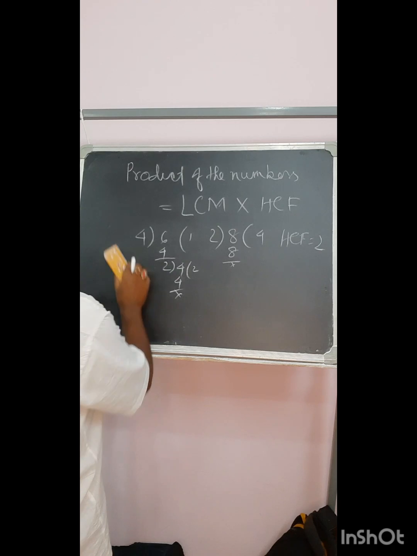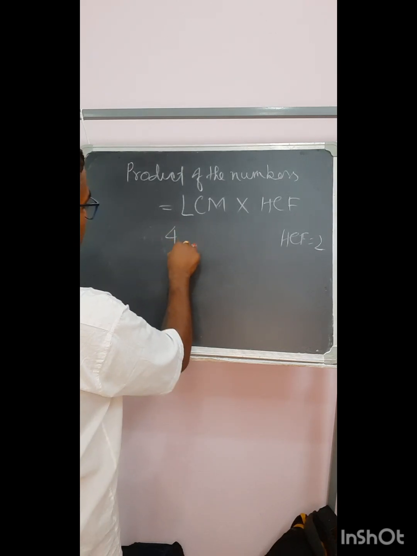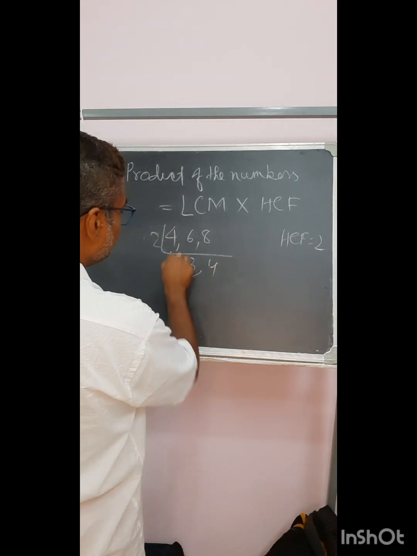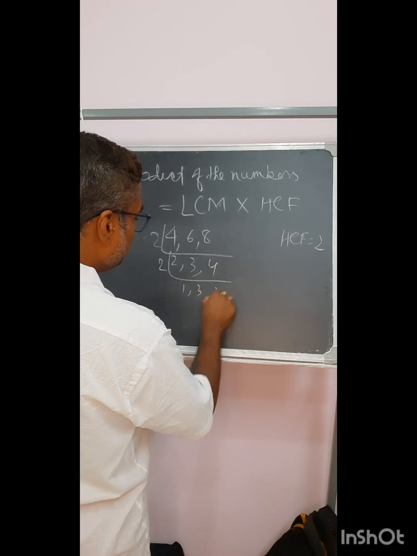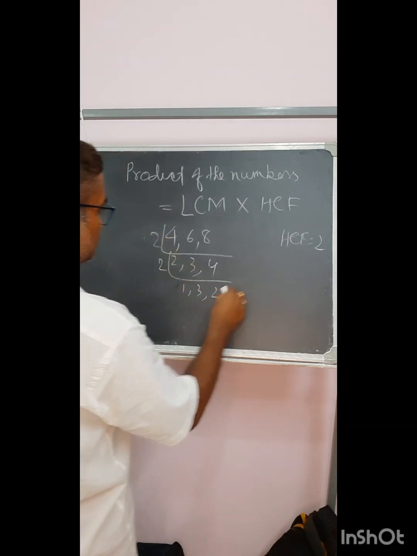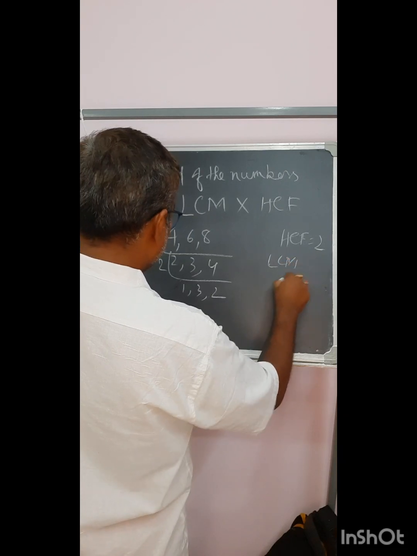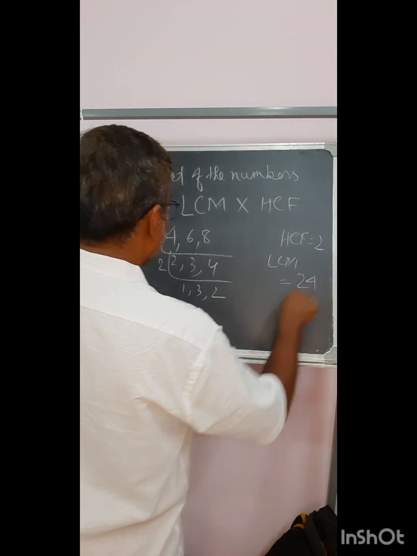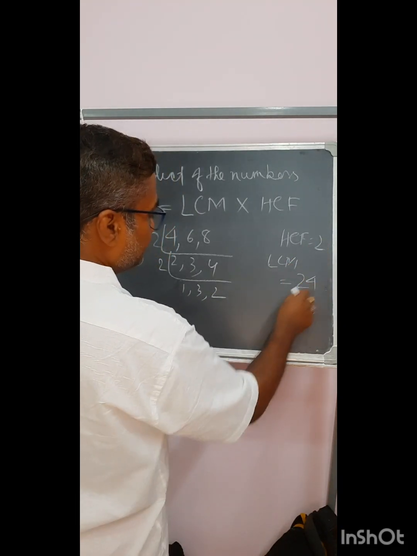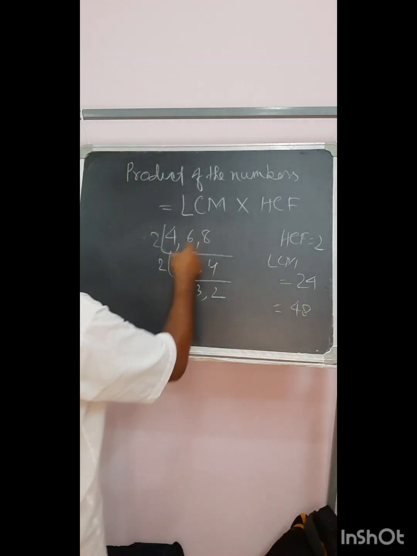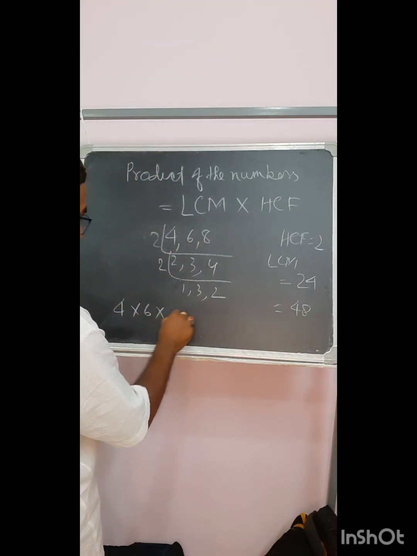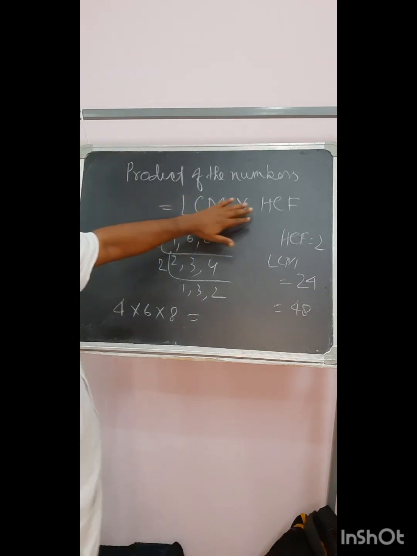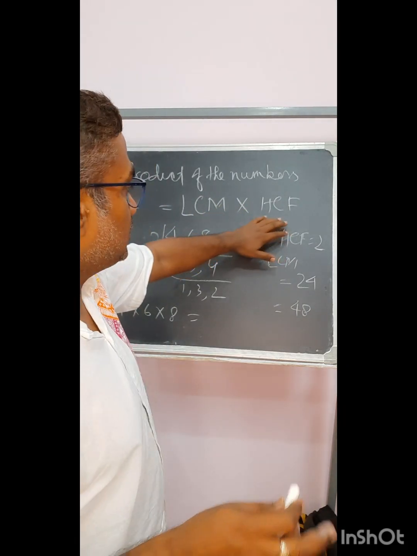And what would be the LCM? I will find the LCM by the factorization method. That gives 2 times 2 times 2 times 3, which is 24. Now LCM times HCF is equal to 48, but if I multiply all three numbers, 4 into 6 into 8, I will not get this result. So definitely this is true only for two numbers, not more than two.